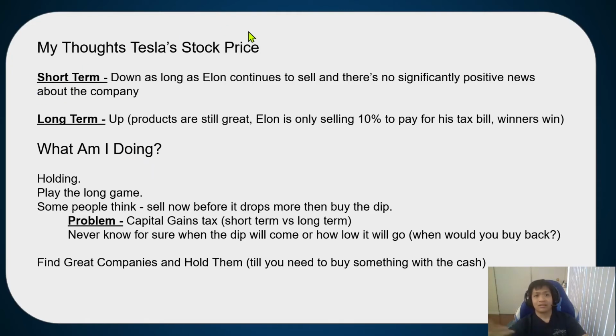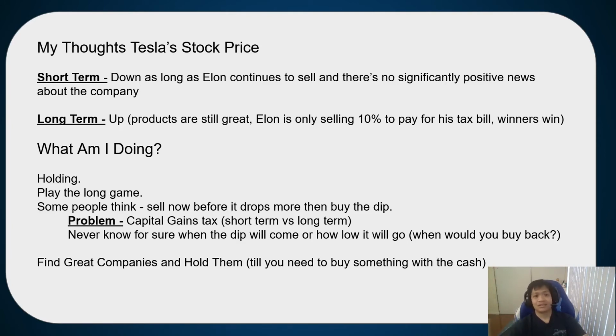These are my thoughts on Tesla stock price. So short term, as long as Elon continues to sell and there's no significantly positive news about the company, I'm guessing that the stock price is going to go down. But if there was positive news that was just so good that people don't care about Elon selling, it could just go up even more. That could happen.